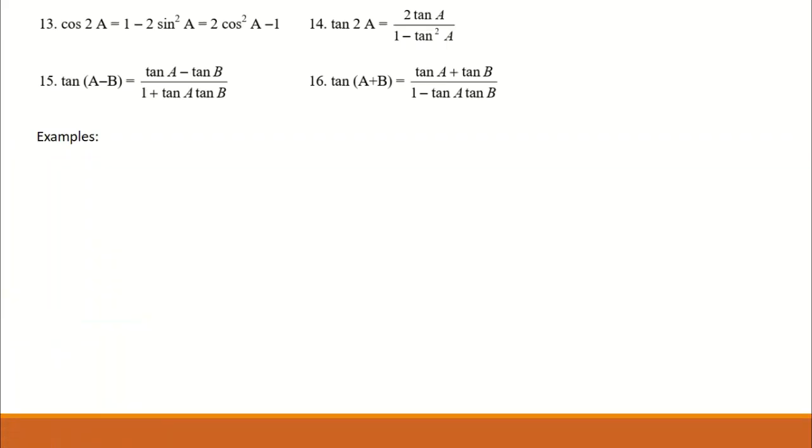Welcome students. In the previous classes we had gone through some trigonometric properties, identities and formulas. Also we have done some conversions of the angles. Let's do some more questions.